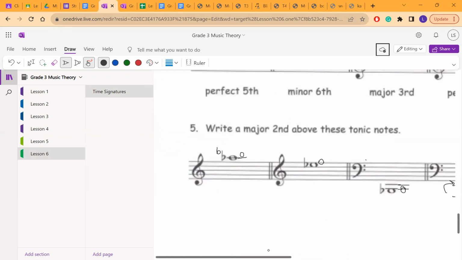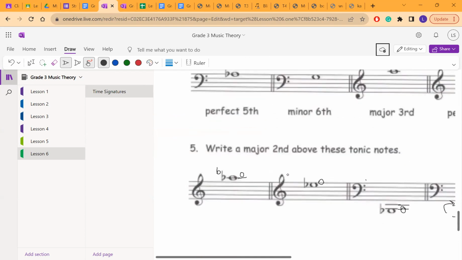Okay, one final exercise with transposition. Can you do the one on page 47? So the only transposition exercise on page 47.